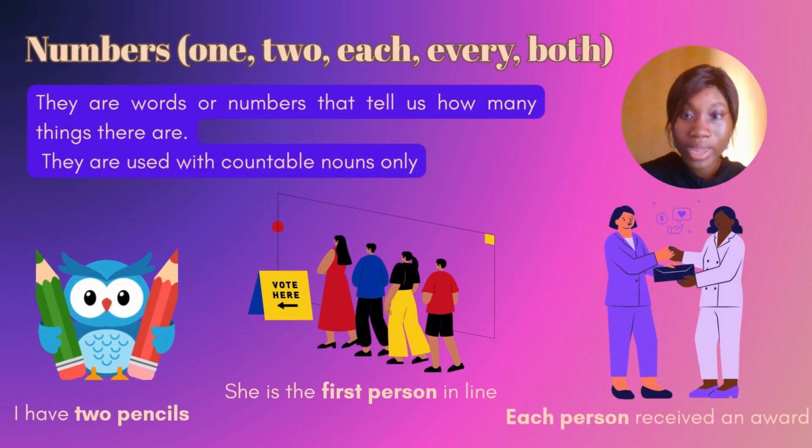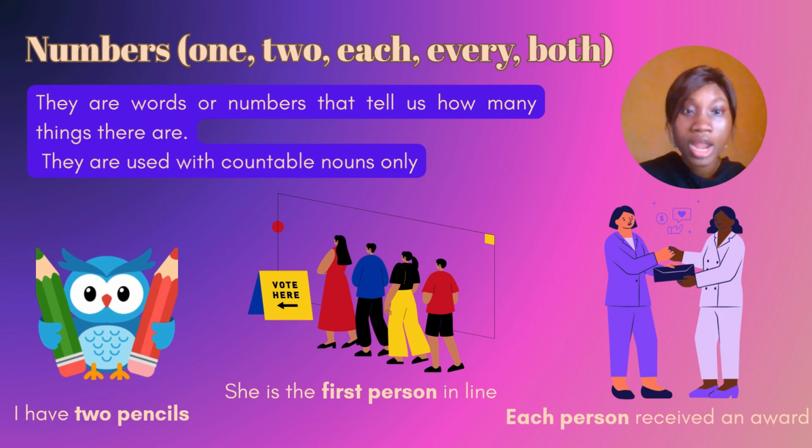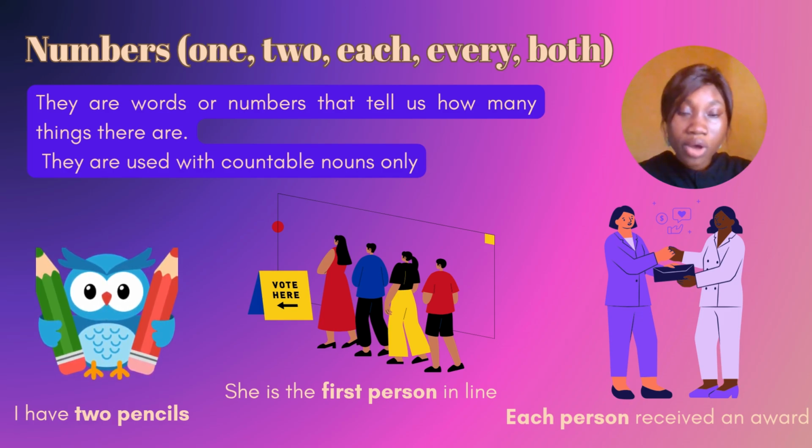So the next one we have is numbers. Numbers show us how many there are. You can actually count numbers, so they are used with countable nouns. So I want to know exactly, give me a number. I want to know exactly how many there are. Then you make use of what? Number determiners. Words under number determiners are one, two, three, four, five, and so on. Each, every, both, and so on.